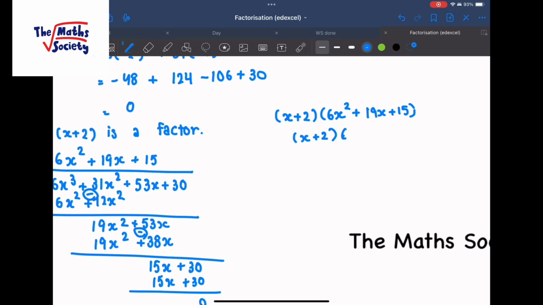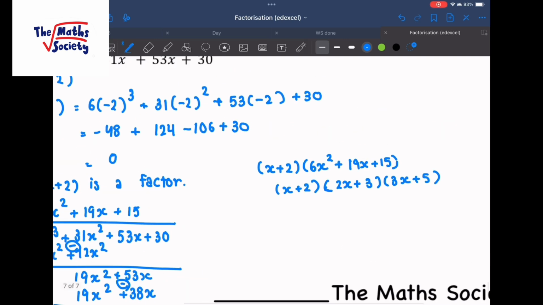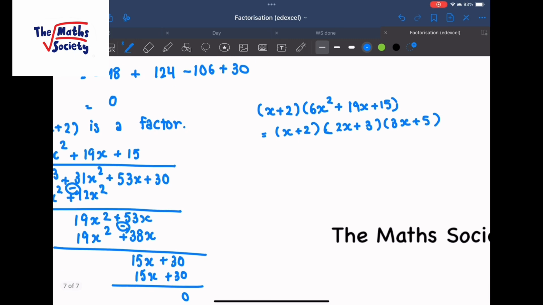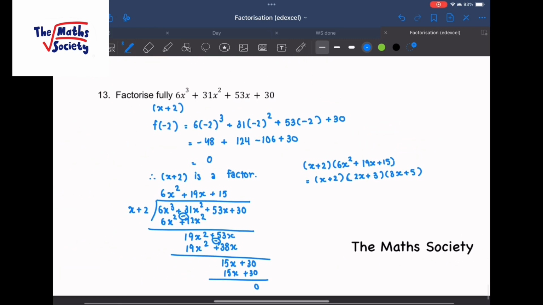And we know that for this we can use the cross method, so you're going to get x plus 2. And using the cross method, you will have 2x plus 3, and then 3x plus 5. And this should be the answer after you factorize them. So that is probably it for today's video, and I'll see you in the next video as well.